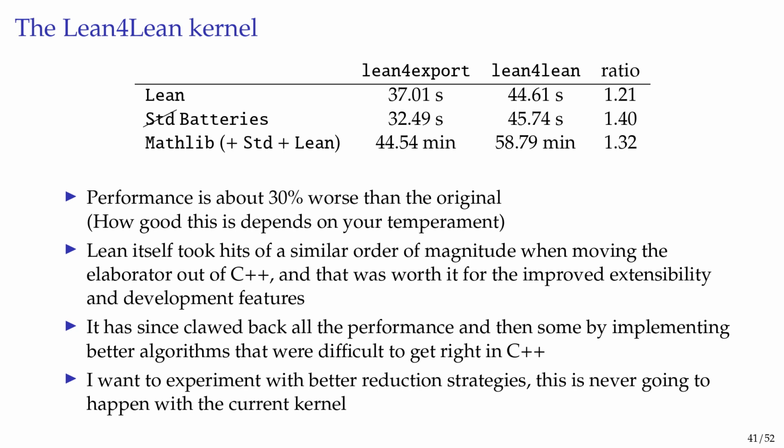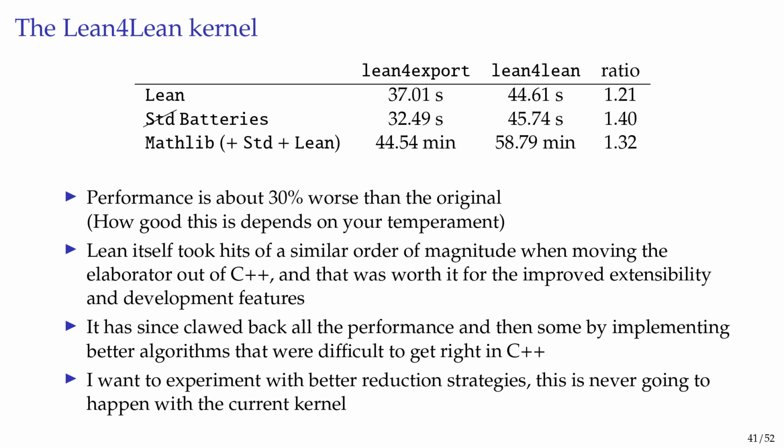Lean itself, when it went through that original phase, Lean 3 was mostly written in C++, Lean 4 is almost entirely written in Lean, as we saw, and this was, I would say, worth it. I think the devs would agree that this was worth it for being able to improve the extensibility and the development features that were added by moving to this more dynamic framework. And it has since clawed back all of that performance and quite a bit more.